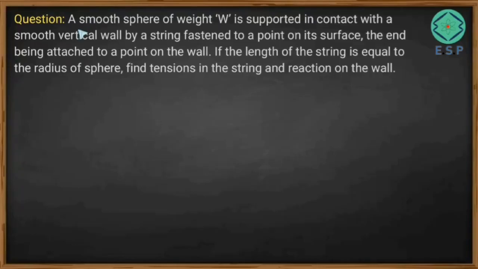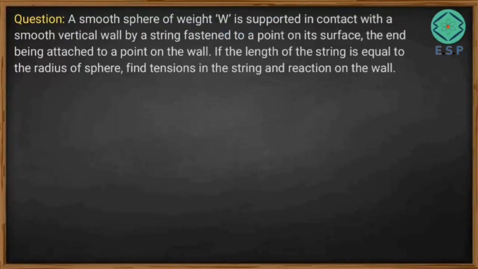Hi friends, we have a question here. A smooth sphere of weight W is supported in contact with a smooth vertical wall by a string fastened to a point on its surface, the end being attached to a point on the wall. If the length of the string is equal to the radius of the sphere, find the tension in the string and the reaction on the wall. So we have a smooth sphere having weight W.